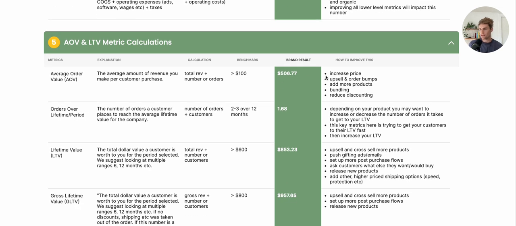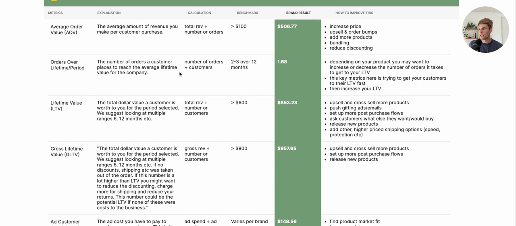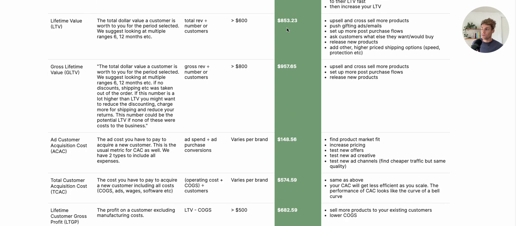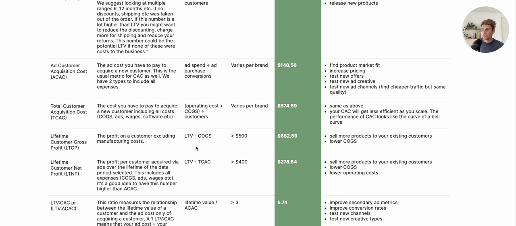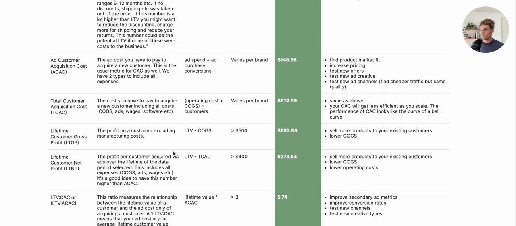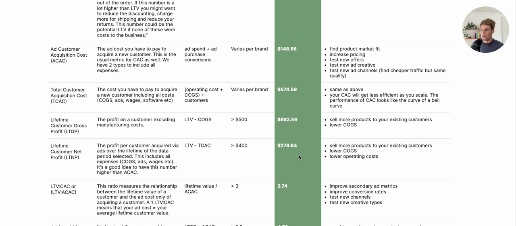So as I was mentioning before, really high average order value on this store. Orders over the lifetime. So we did a 6-month period. So on average, people are purchasing 1.68 times over a 6-month period. Pretty healthy LTV there, which is great. And then you've got some of these important metrics here. Now, one of my favorite ones and one of the most important ones is lifetime customer net profit. So this company is making $278 profit per customer they acquire over a 6-month period.